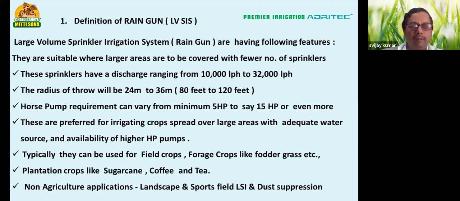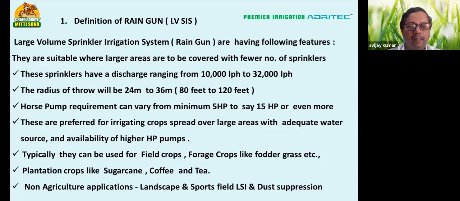A rain gun is a very commonly used word, but the correct technical term is a large volume sprinkler irrigation system. A sprinkler which has a large volume in terms of radius as well as discharge is called a rain gun. And why do we need a rain gun? Because you want to cover a very large area with a fewer number of sprinklers. So that is where the application comes in.